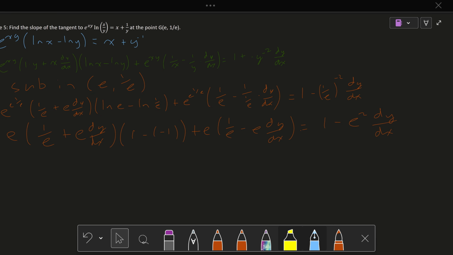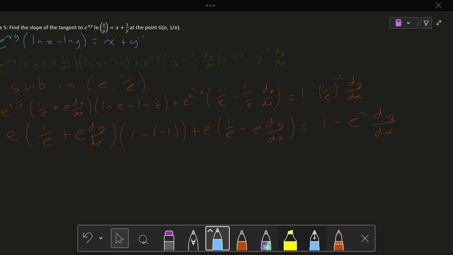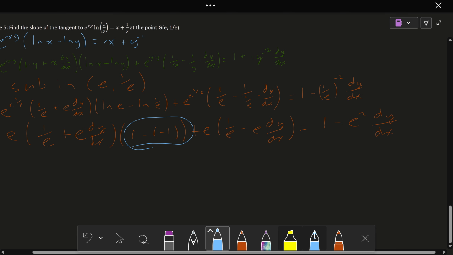Okay, so I did some simplifying, and what I do want to bring your attention to is right here where I had the ln of e and subtracting the ln of 1 over e. So the ln of e is 1, because ln of e is like having log base 10 of 10. What does the exponent need to be? It needs to be 1. And then in the other spot, it was a negative 1 because we want e to the negative 1. So I'm going to have 1 subtract negative 1 there.